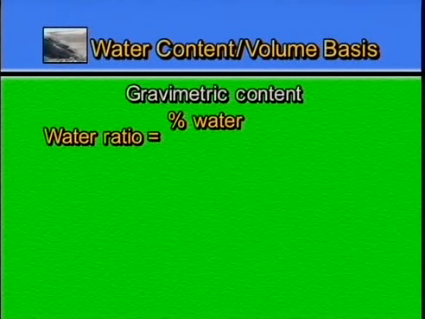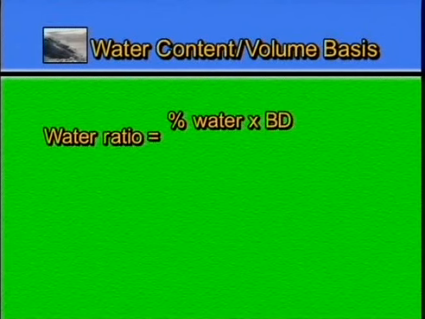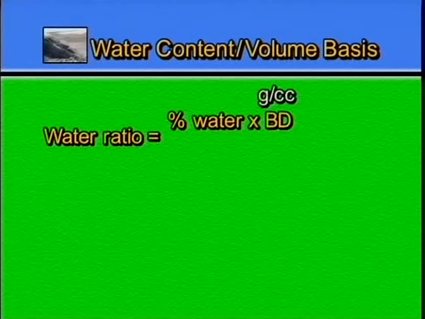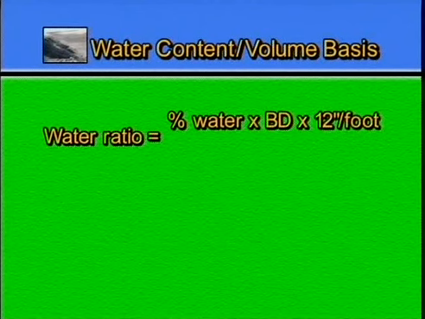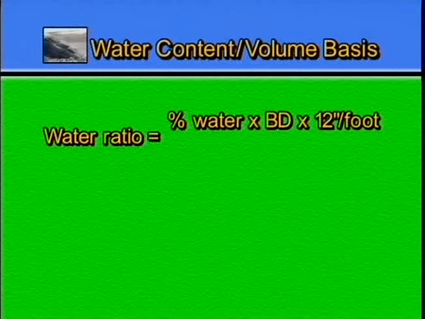We're going to multiply that percent of water times the bulk density of the soil. You'll recall from a previous unit that bulk density is measured in terms of grams per cubic centimeter of soil. We would want to use the dry weight of the soil divided by the volume that that soil occupies to get the bulk density. Then we're going to take that times 12 inches per foot, because this soil sample is going to represent 1 foot of soil profile.